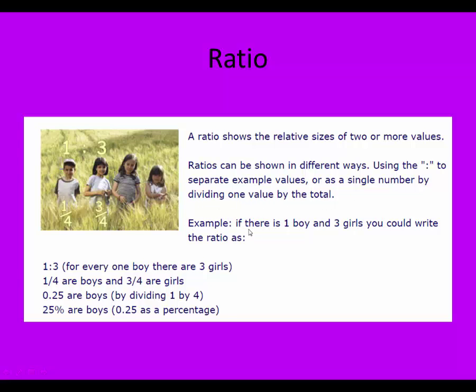So for example, if there is one boy in our class and three girls, you would write the ratio as 1:3. You can write it as 1/4, or 0.25 are boys by dividing 1 by 4, and 25% are boys. So there are very different ways that you can write ratios, but ratios just means it's a fraction.